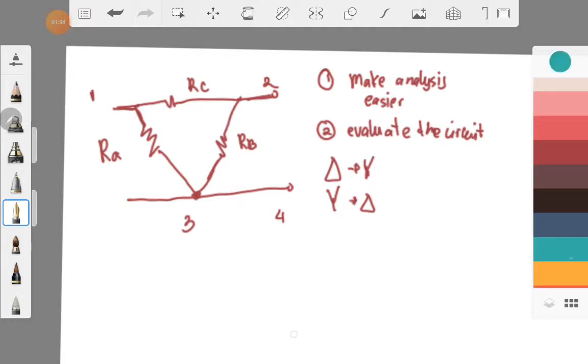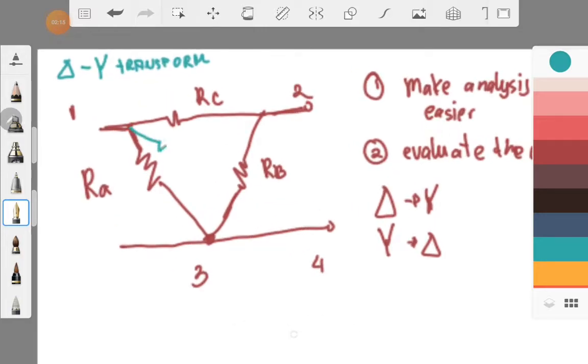So, itong delta to y natin is that we will transform it into its corresponding y transform. Delta to y transformation. Okay. So, how will we do it? So, let's say I have my RA, RC, RB. I will turn it into its Y connection, which is basically my R1. And then I have my R2, R3. Okay. So, this will be the equivalent Y connection.